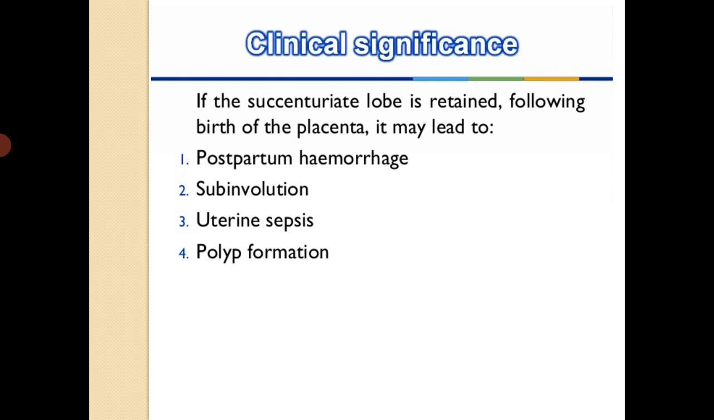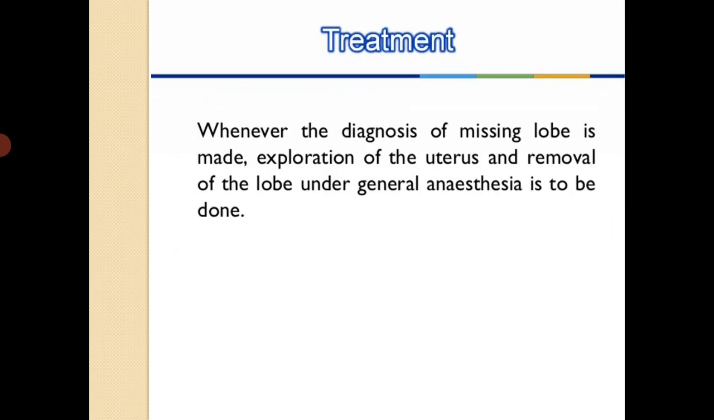If the succenturiate lobe is retained following birth of the placenta, it may lead to postpartum hemorrhage and subinvolution, where the uterus will be boggy, very soft, and will not return to its pre-pregnant state. Then uterine sepsis, infection and polyp formation may occur. Treatment: whenever the diagnosis of a missing lobe is made, exploration of the uterus and removal of the lobe under general anesthesia is to be done.